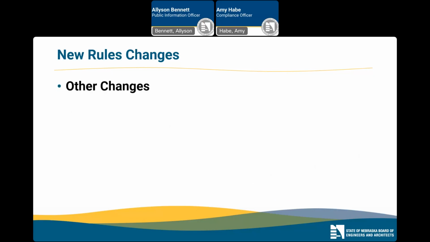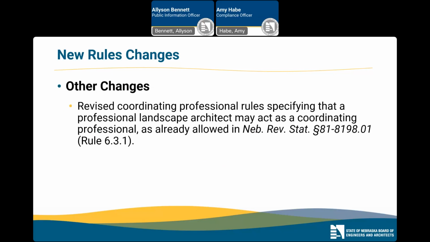Then a few more changes that were made. We revised coordinating professional rules, specifying that a professional landscape architect may act as a coordinating professional. This was already allowed in state statute. So we just added them to Board Rule 6.3.1.